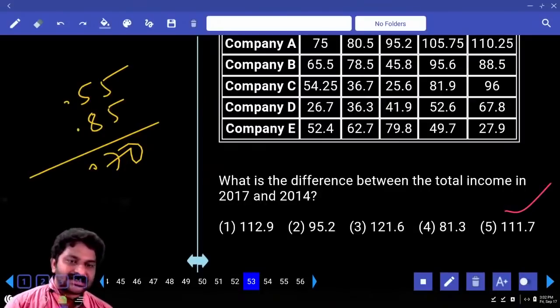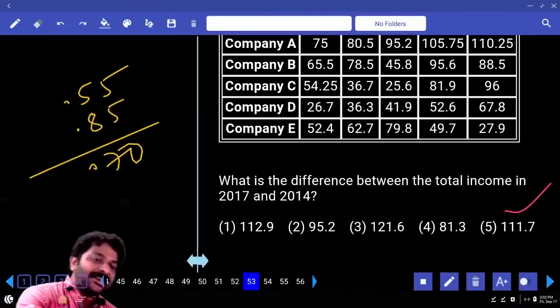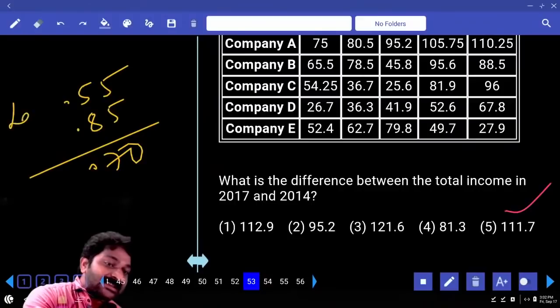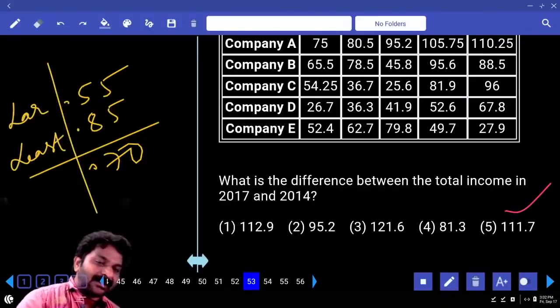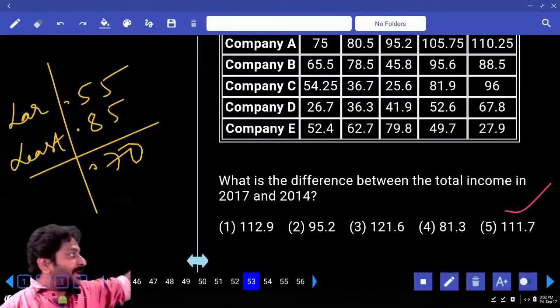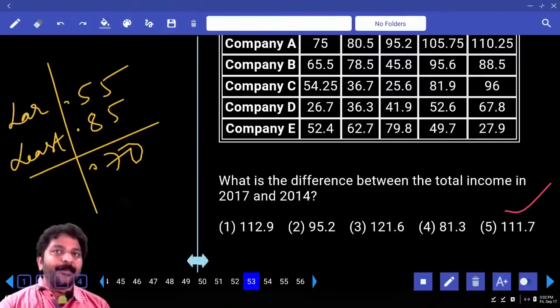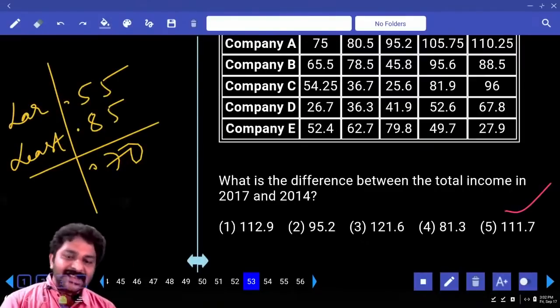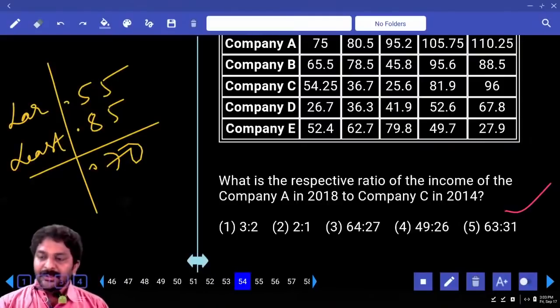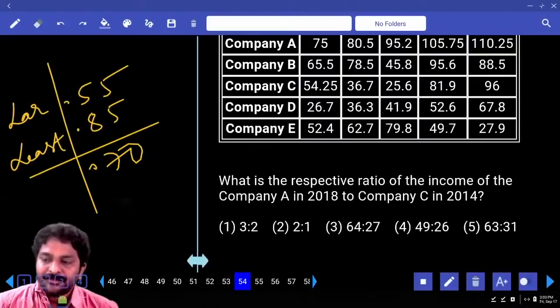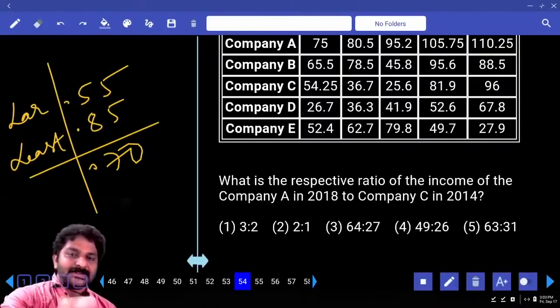If you change the order you will get the wrong answer. First we identified the largest number and then from that we subtracted the least number. If you change the order, 85 minus 55, the answer ends with 0.3. That is very important, to follow the order. It is always largest minus least. Is this clear? Next.